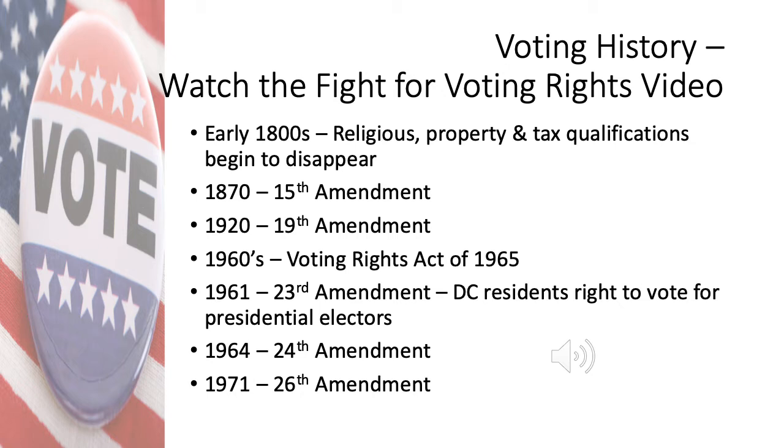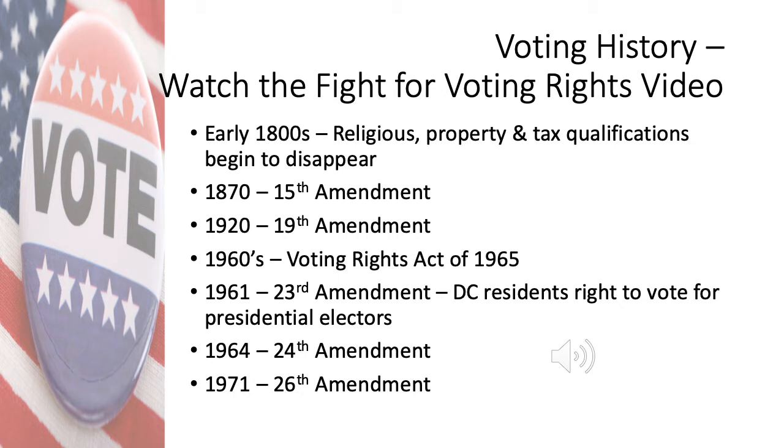Then as you move to 1961, kind of an interesting little side note, the 23rd Amendment gets passed and all of a sudden District of Columbia residents get the right to vote for presidential electors. Prior to that, they didn't have that because the District of Columbia is not a state. So that's an interesting one.